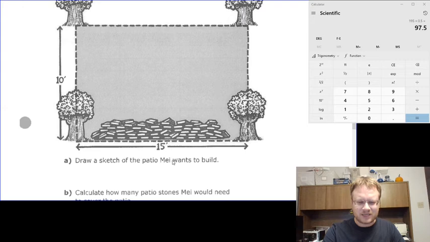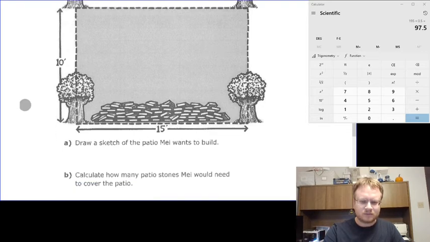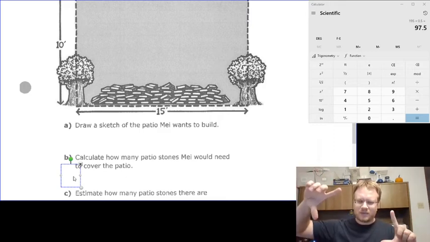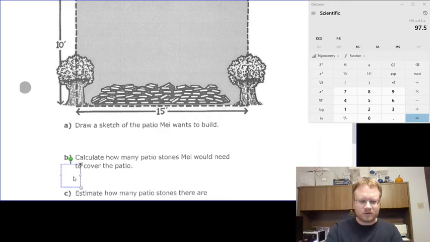And they say it wants to be 10 by 15, so we want 10 rows going this way, because each tile is a foot, and 15 going this way. So I'm not going to redo the sketch. How many patio stones is she going to need? This is the same as our previous question. We're just finding the area, how big, or how much of that surface is covered.